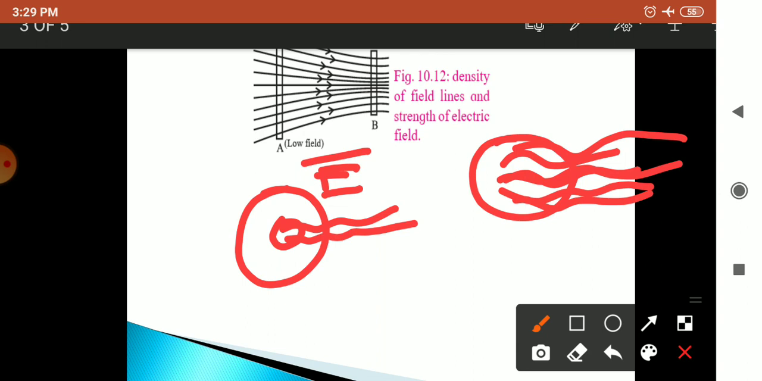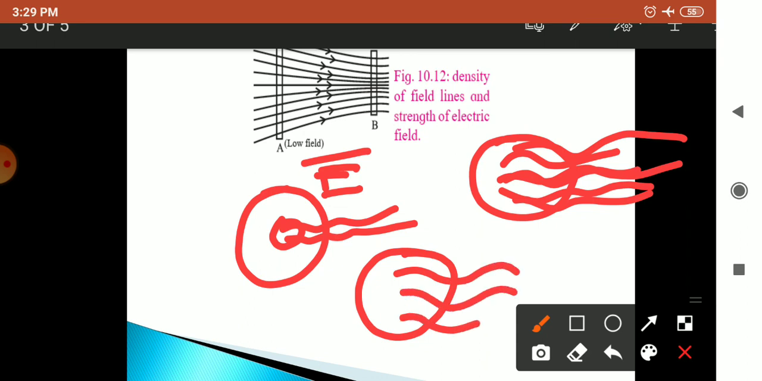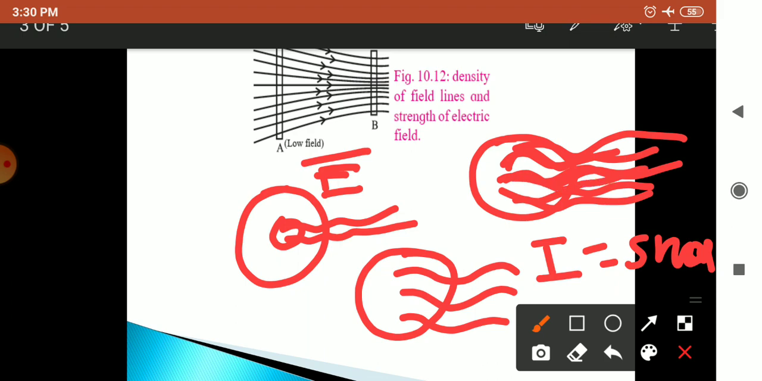So that is a crowded area, and at that time its intensity is large. But when there is a large area and very few electric lines of force are passing, then its intensity is small. So got it? When a small area has more lines, the intensity is more, and for a large area with fewer lines of force, the intensity is also small.